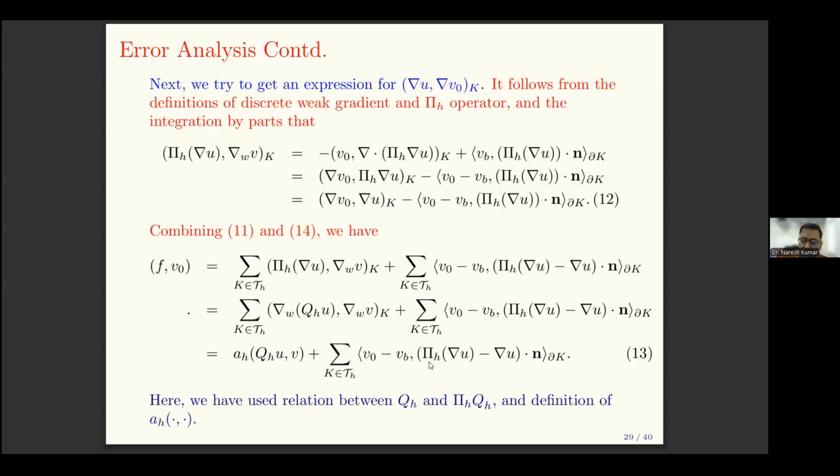So in this equation we have Pi S gradient u, weak gradient v. But now we already proved the result that Pi S gradient u is nothing but the weak gradient Q_h u. So now here we can use that result. So Pi S gradient u is equal to the weak gradient Q_h u. And now this is the definition of a_h, our bilinear map. And this term is the residual. Now we have to handle this term only.